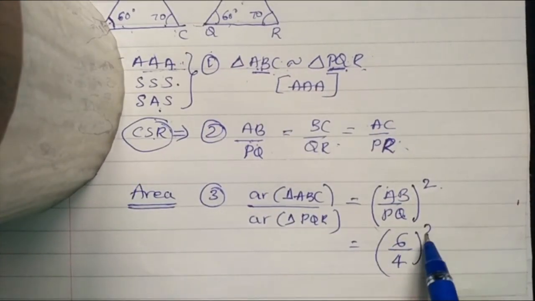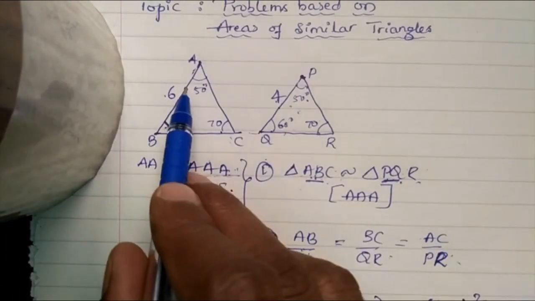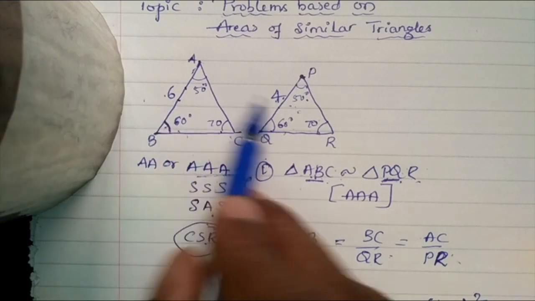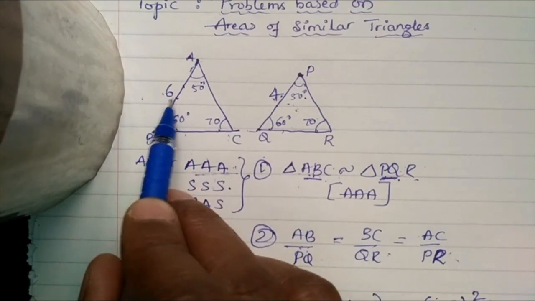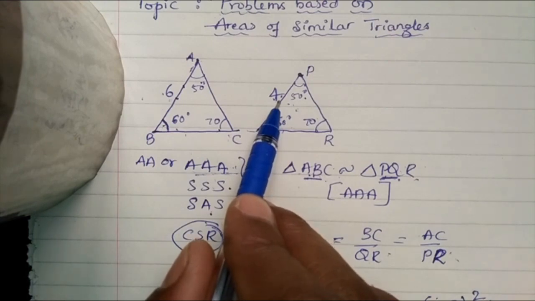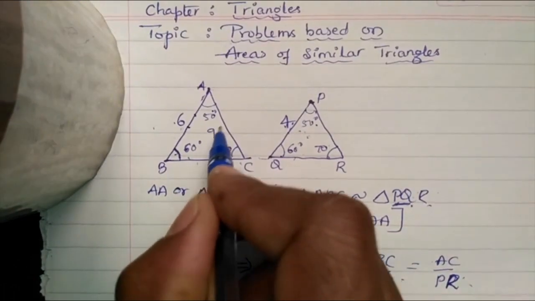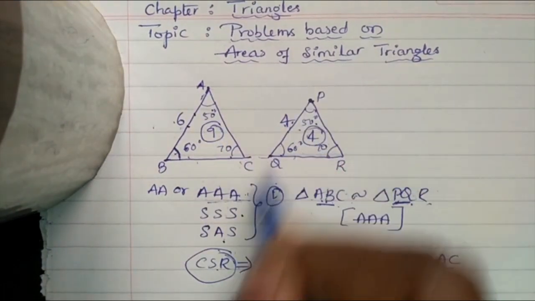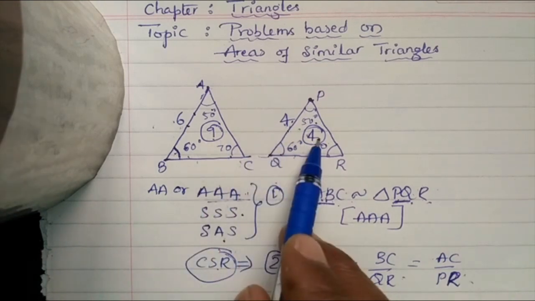If you go for area and square them, 3 squared is 9, 2 squared is 4. That means 6 and 4 are the lengths of the sides of the two triangles, 6 centimeter and 4 centimeter. But when we go for area, this triangle will be 9, and this triangle will be 4. That means the areas of these two triangles are in the ratio 9:4.